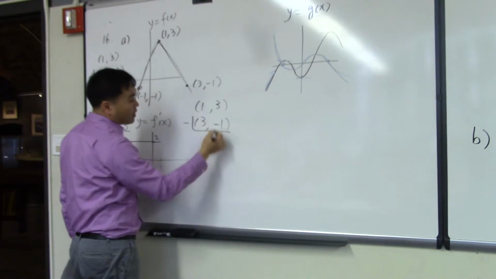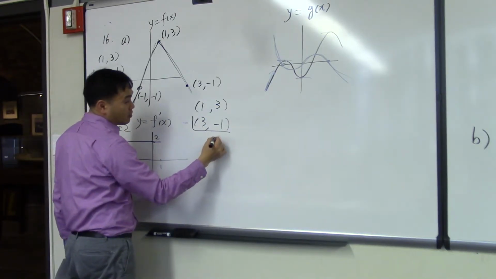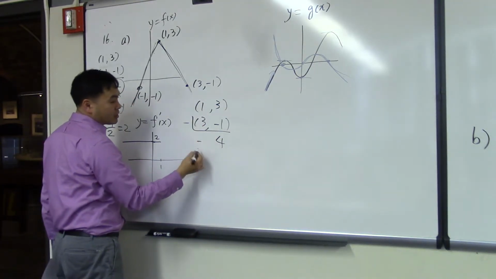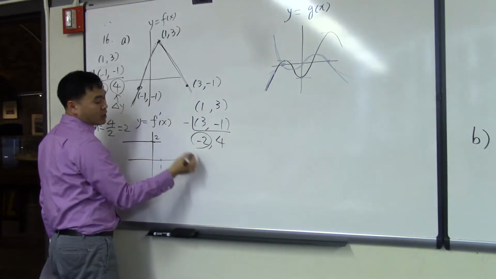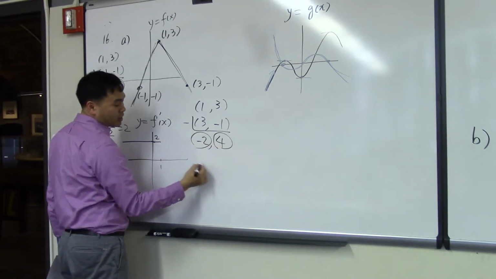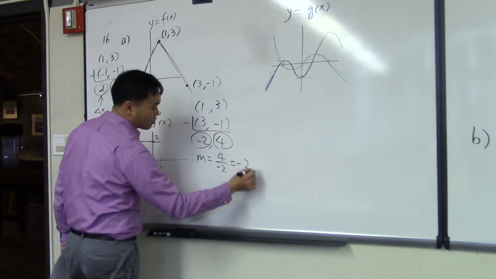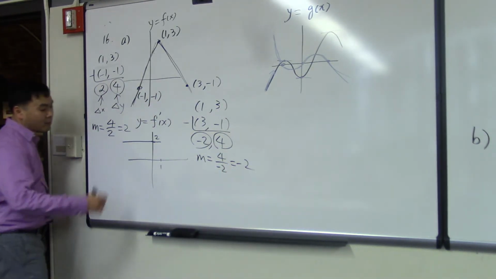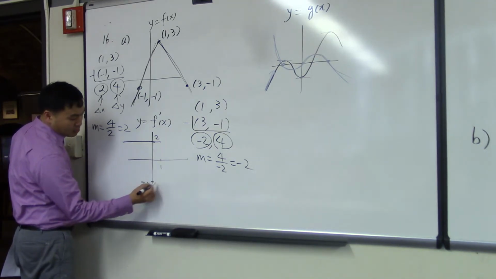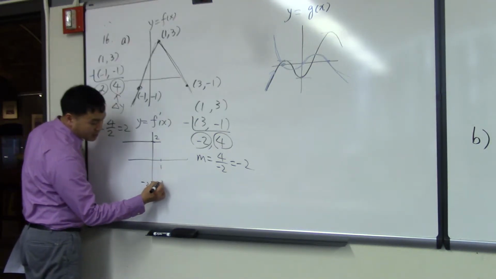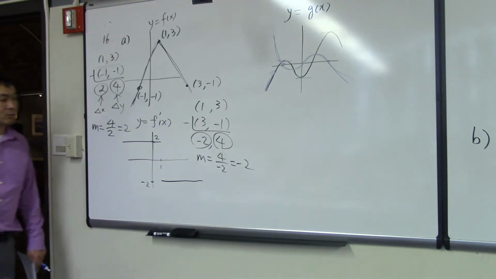So again, you subtract: 3 minus negative 1 is 4, 1 minus 3 is negative 2. This is a change of x, that's a change of y, and the slope is change of y over change of x, which is negative 2. So we know that after 1, the slope is again constant at negative 2.